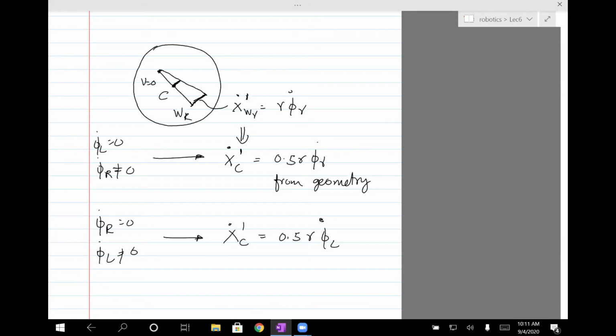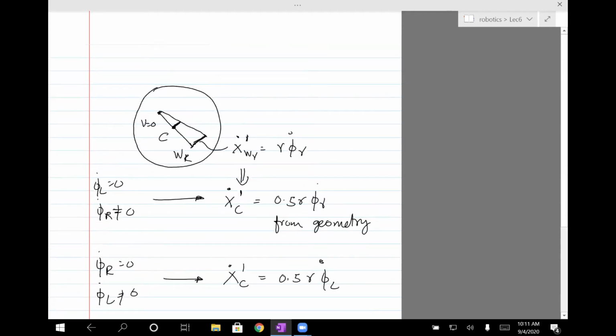Would phi times r dot be the arc length? No, the arc length is phi times r, and the rate of change of arc length is phi times r dot. This is in response to the question. Arc length is r times phi.